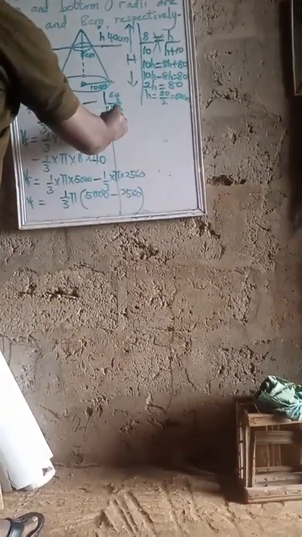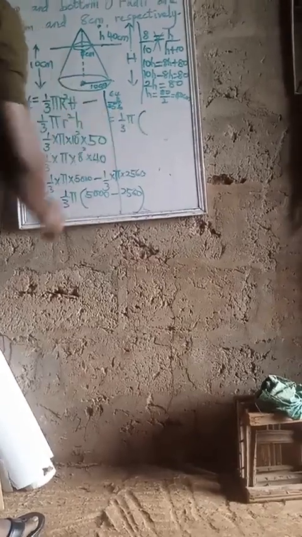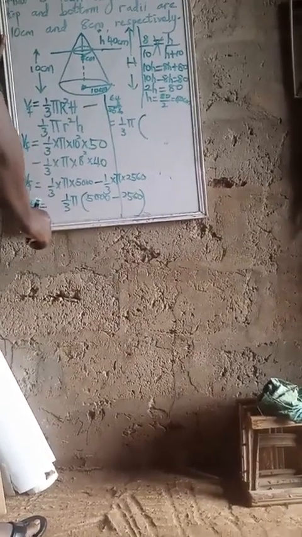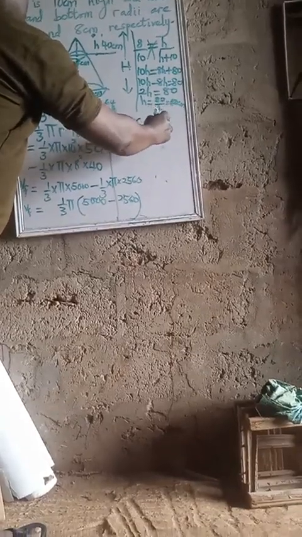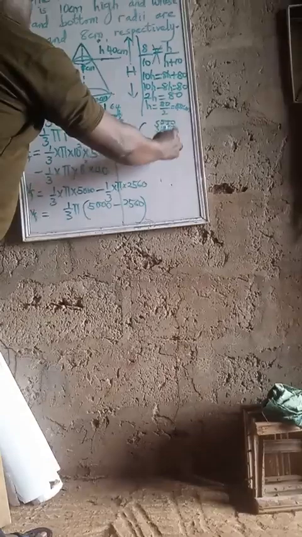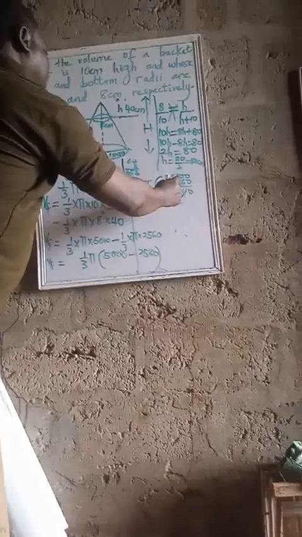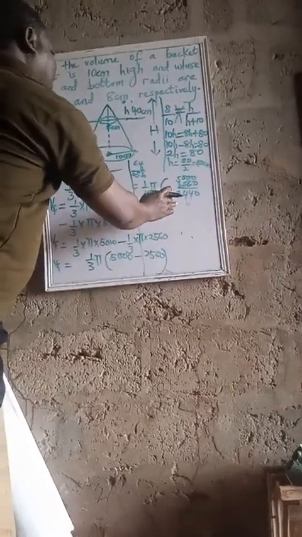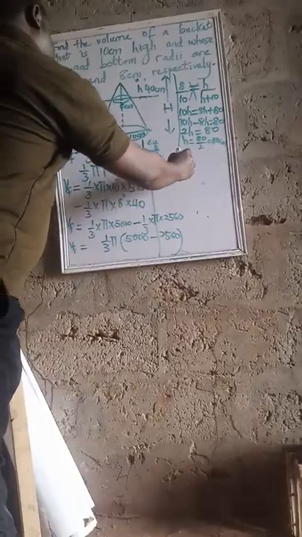The volume of the frustum now is 1/3 pi. We want to subtract 2,560 from 5,000. Let me do that. 5,000 minus 2,560. That is 0. 10 minus 6, 4. Then 9 minus 5, that is 4. Then 4 minus 2, that is 2. So we have 2,440.